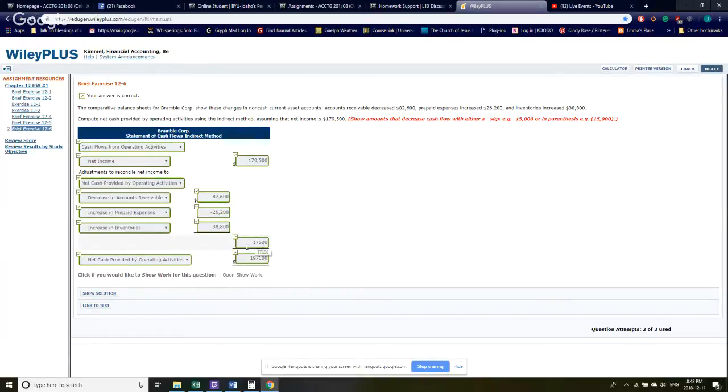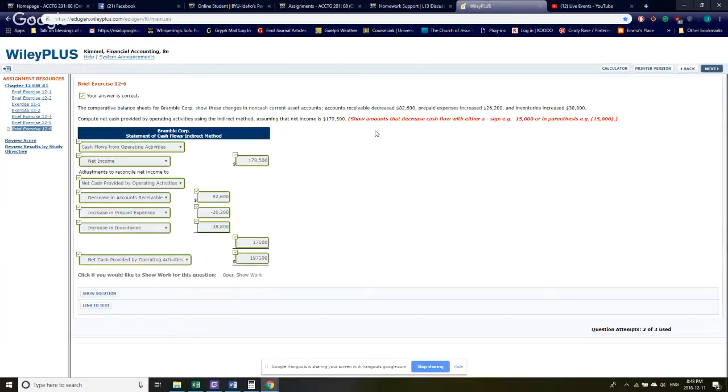Then to calculate the total net cash provided by operating activities with all of these adjustments, we take this number, $17,600, plus $179,500. We add both of these numbers together, and that gives us a total of $179,100, which would be our answer right here.